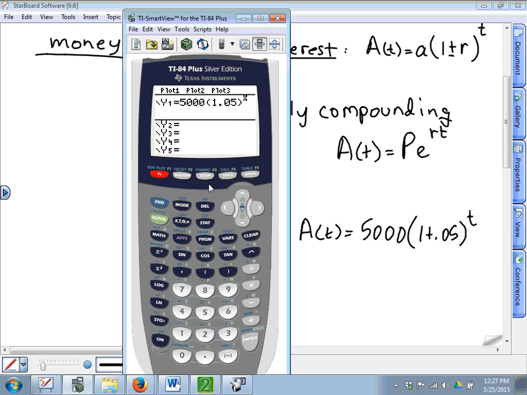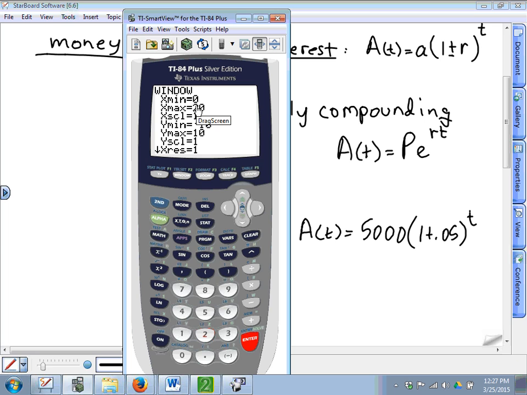Now before you hit graph, you guys check your window, because remember this graph represents real stuff now. The x and the y-axis represent things. So the x-axis is years, it's time. It doesn't make sense to have negative 10 years, so I'm going to start at 0 years. It took 7 years to grow to $7,000, so we know it's going to take a little more than 7 years to double. Just to be safe, I'm going to put 20.